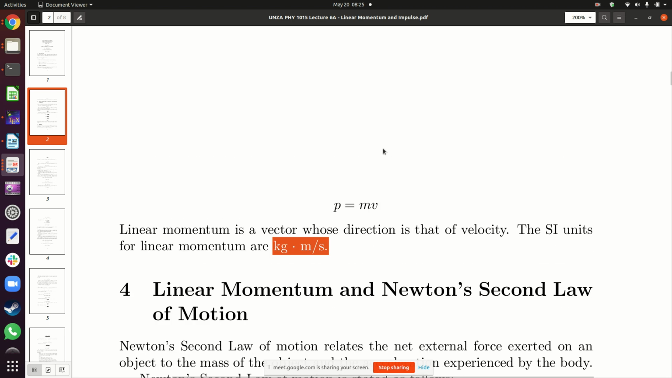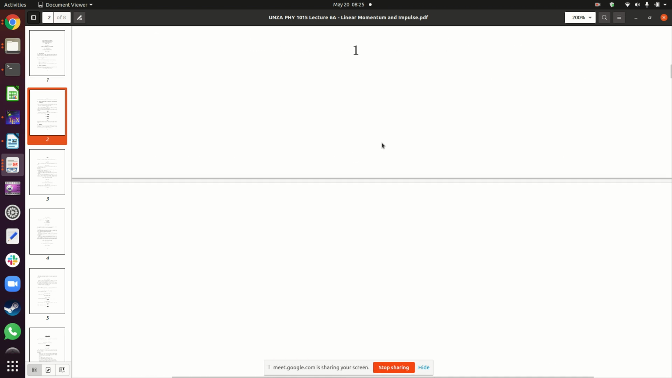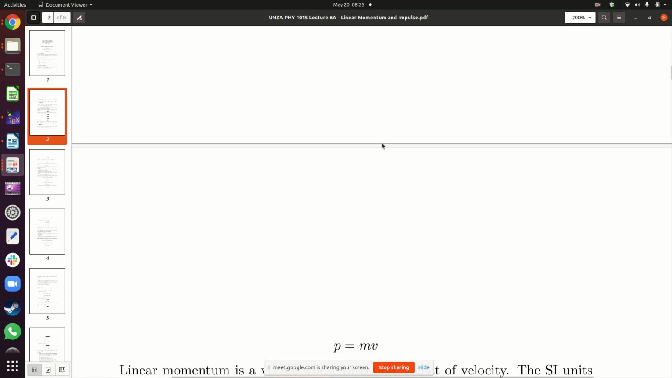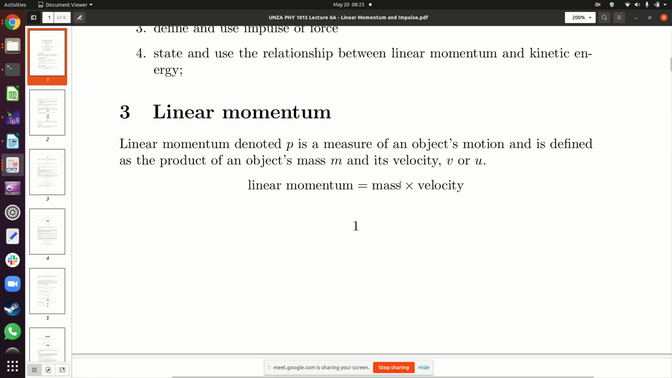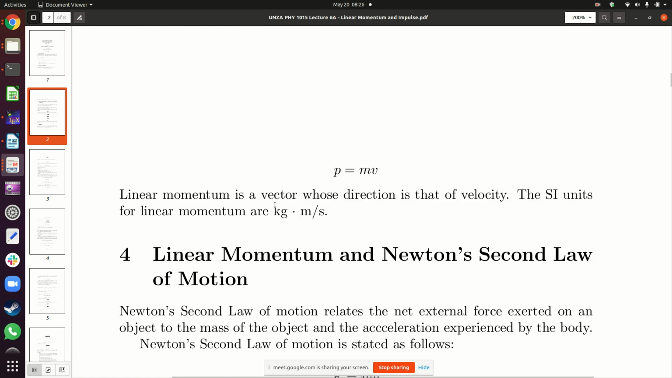The one thing I want to bring to your attention is, what kind of physical quantity is linear momentum? Is it a scalar or a vector? What we have here, as you can see, is mass, which is a scalar, multiplied by velocity, which is a vector. When you multiply a scalar quantity times a vector quantity, what you get is a vector. So linear momentum is a vector. When you're talking about linear momentum as a vector, it means that the direction of the linear momentum is very, very important.